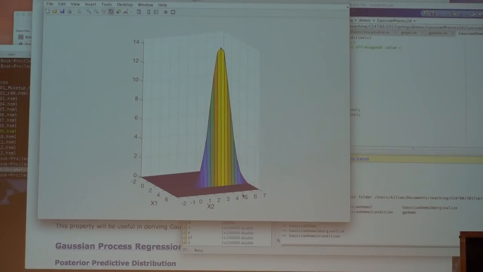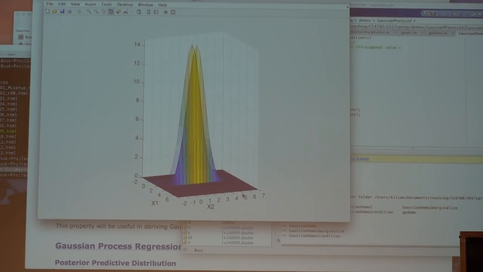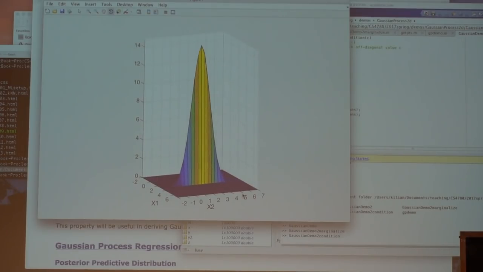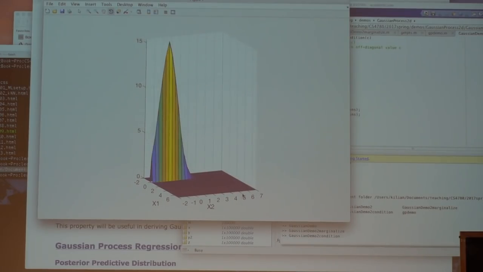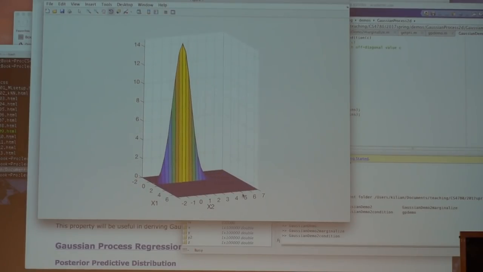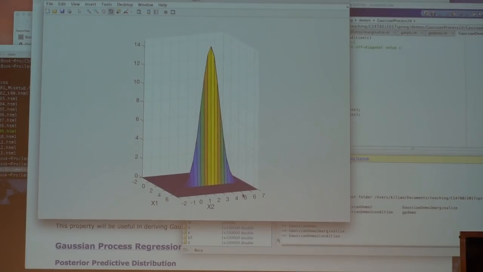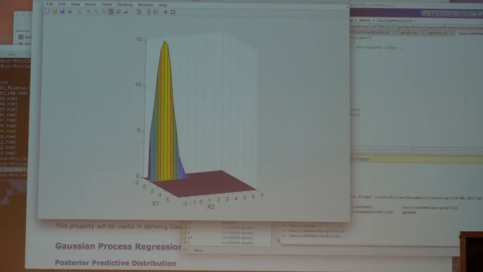Yeah? It looks like the variance is rather constant. Is it just for this particular case? The variance for this thing, yes, does stay pretty constant. Okay, so it's just for this case.